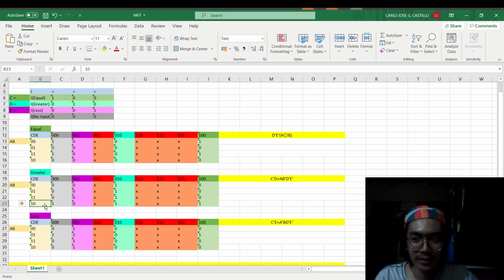So what is the case that A is greater than B? That is the case for the 1, 0 again. So we put a 1 value right here, and the rest of here is 0.